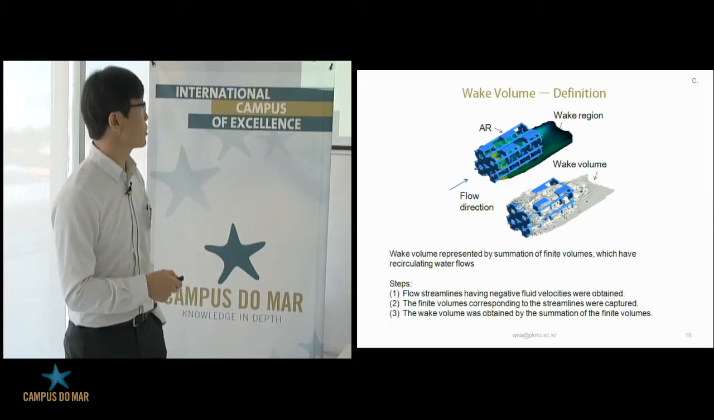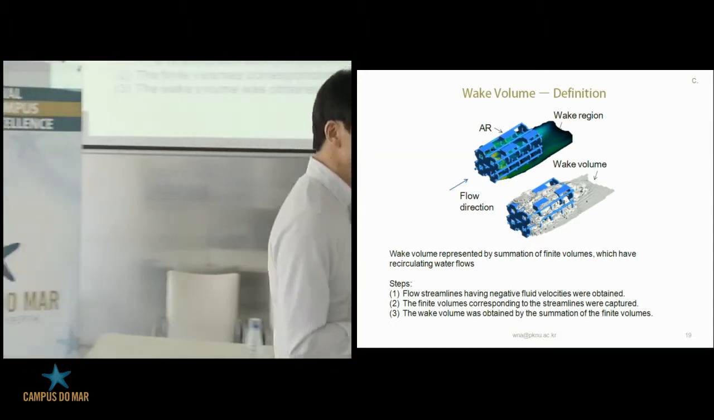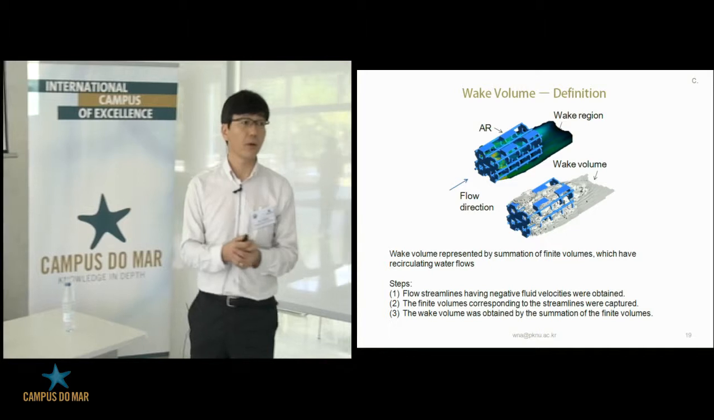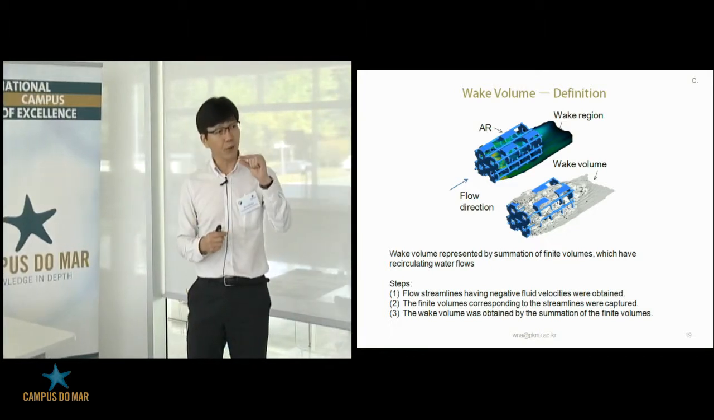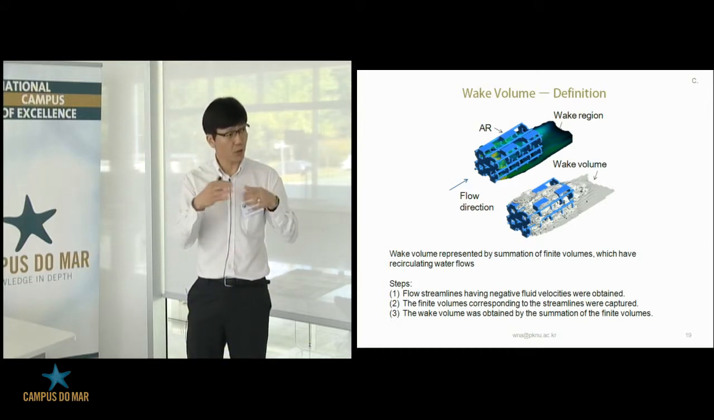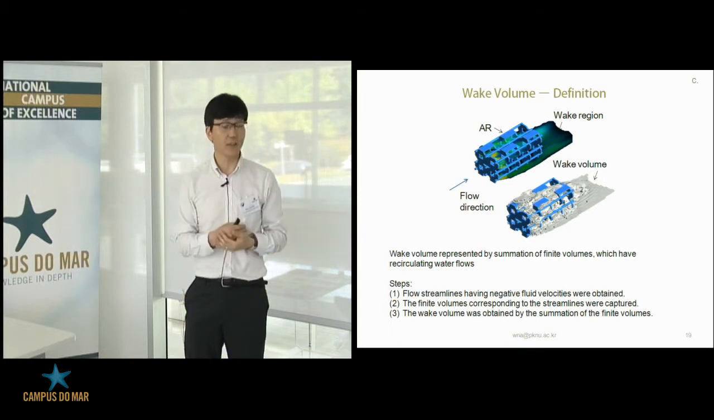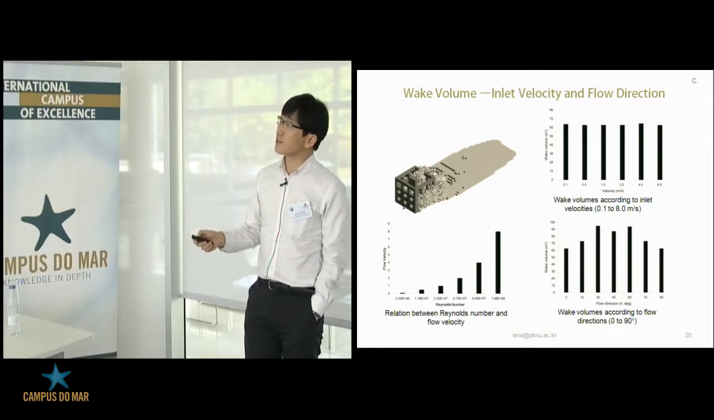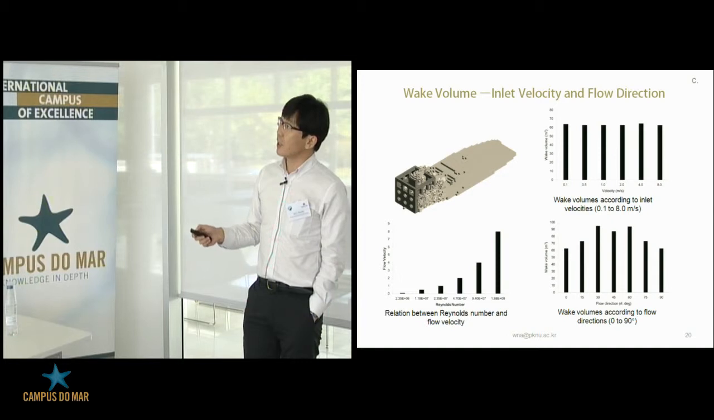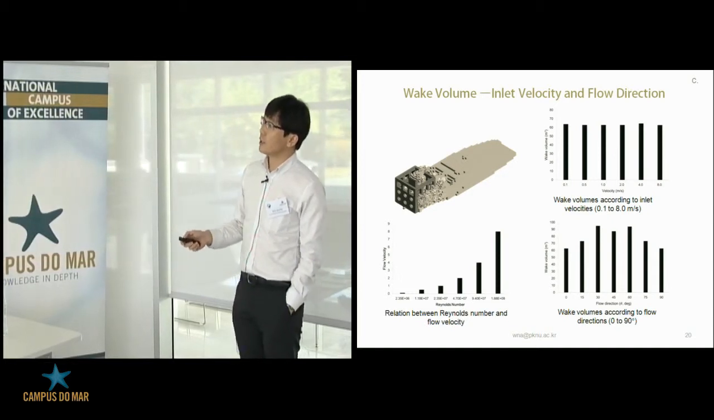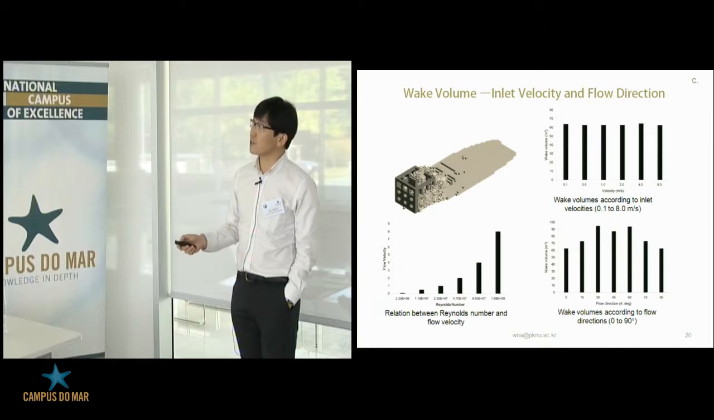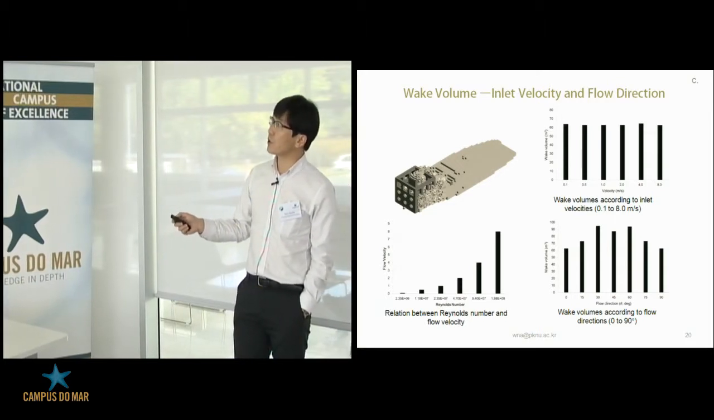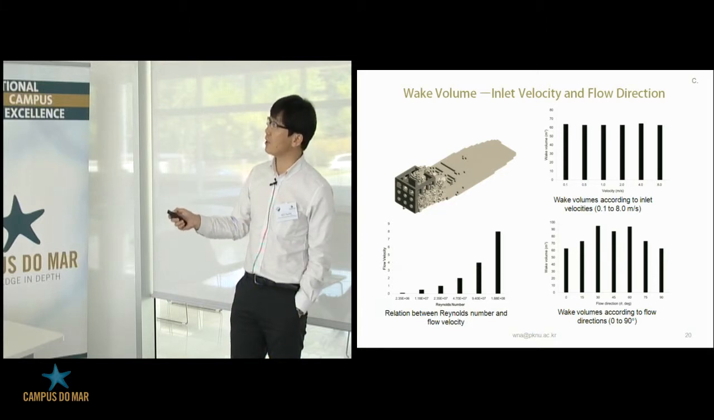How do we do it? We use the element-based finite volume method. That method is very good for measuring the finite volume which has recirculating water velocity. We combine them together, so we calculate the whole wake region. That's the basic idea. This is the first one, the box type. We investigated wake volume. This shows the Reynolds number and flow velocity relationship, and this one shows wake volumes according to inlet velocity. We changed the inlet velocity and investigated the difference.